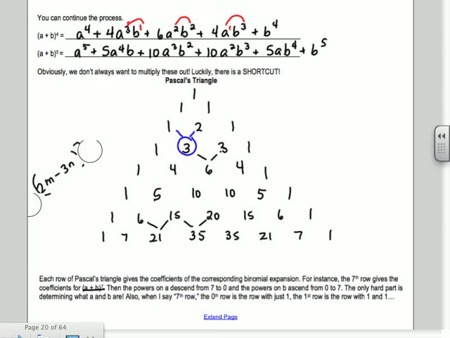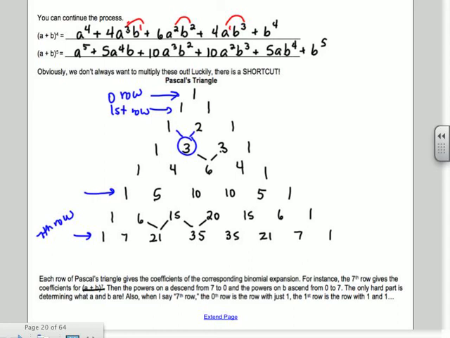Also, the other weird thing is that when I say the 7th row, I'm talking about this one. That means this first row has to be what's called the 0 row. So it's the second one that's the first row. I always remember that whatever the second number is, that's what row you're on. So 1, 5, 10, 10, 5, 1 would be the 5th row.